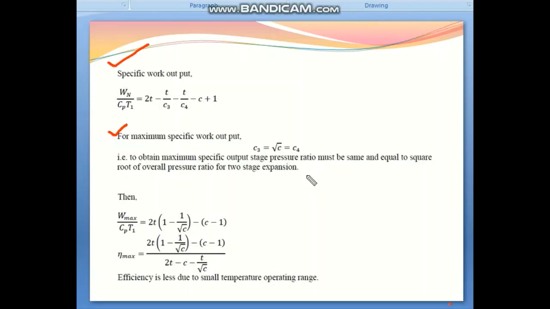So the maximum specific work output becomes W max by Cp T1 equals 2 into T into 1 minus 1 by root C, minus C minus 1. So the maximum efficiency becomes 2 into T into 1 minus 1 by root C, minus C minus 1, by 2 into T minus C minus T by root C. Okay, the efficiency is less due to the small temperature operating range.